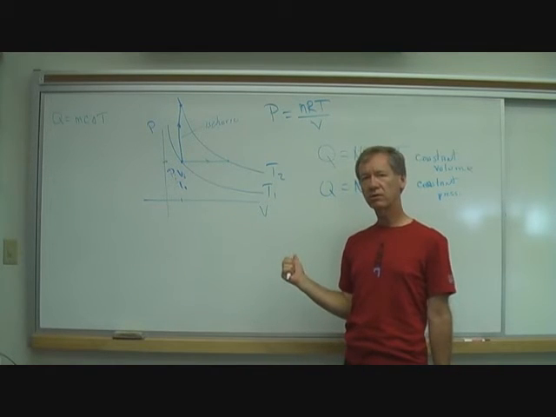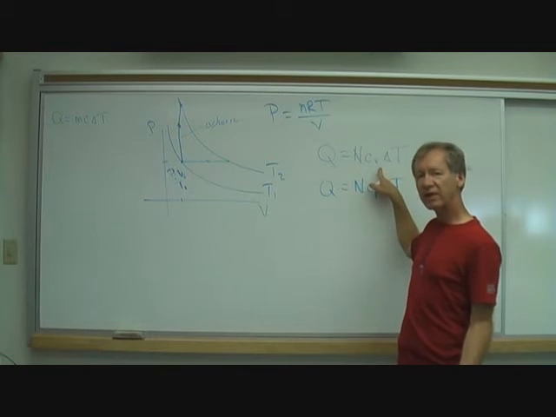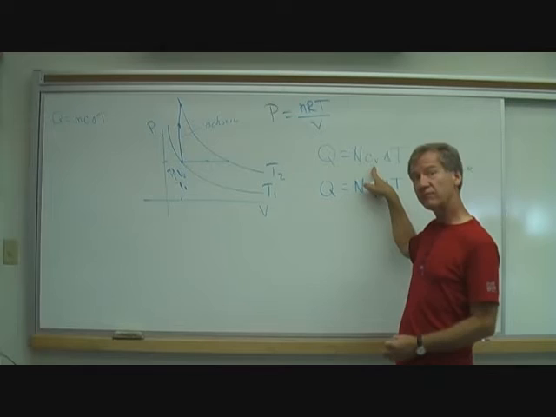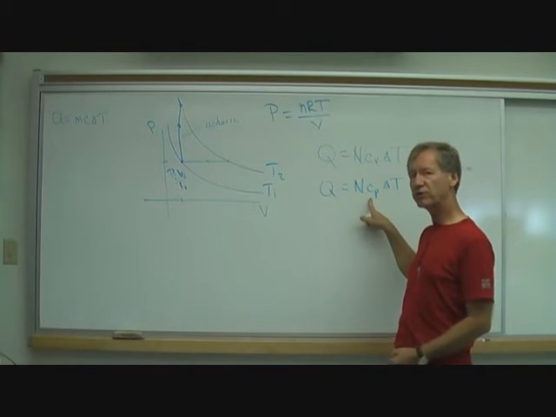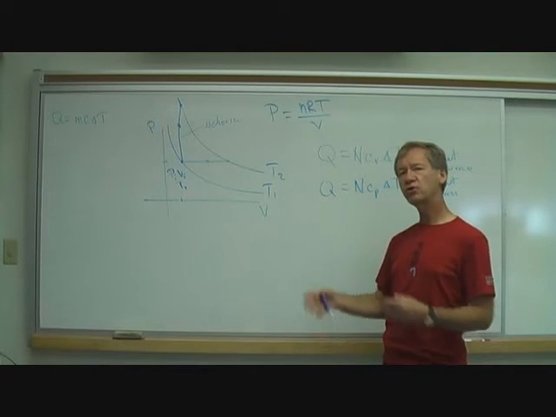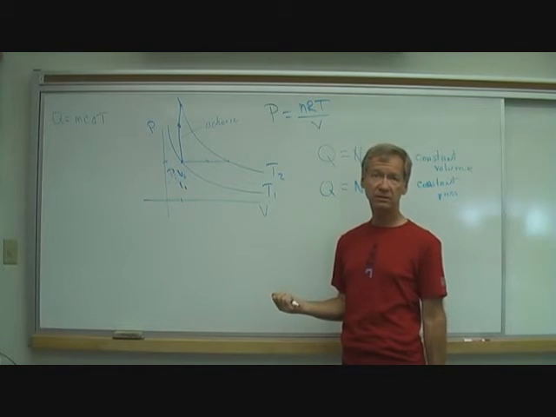Here though, we have two different values for the specific heat. This one is the specific heat for constant volume. This one is the specific heat for constant pressure. Because we're going to find out that those have two different values when we look at ideal gases.